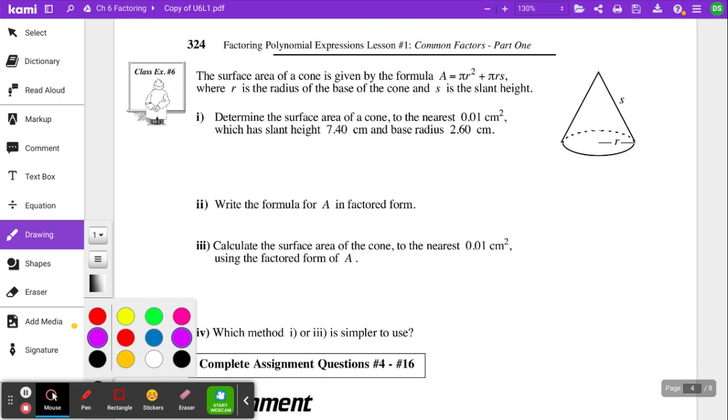Okay. The surface area of a cone is given by the formula A equals pi r squared plus pi rs. You would not need to know that. They're going to give you the surface area of a cone. By the way, if you open that cone up, what do you think it looks like?